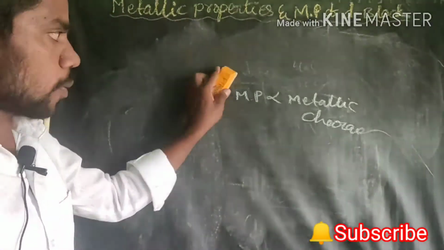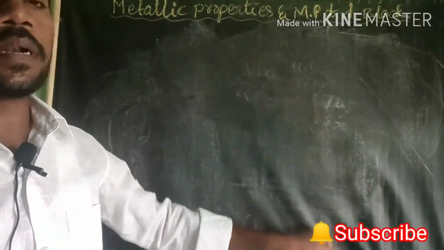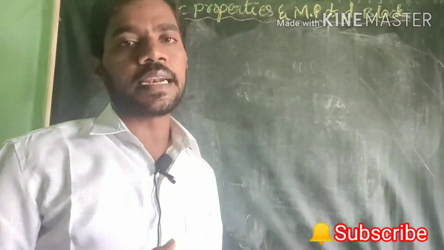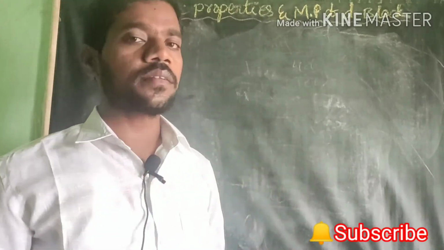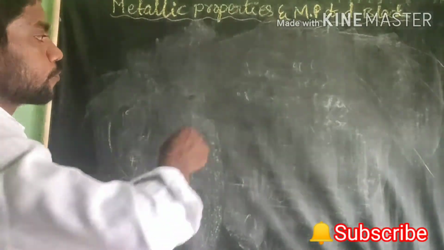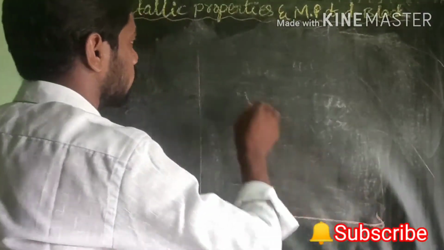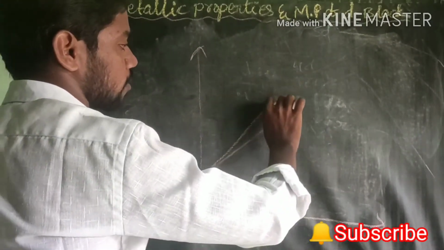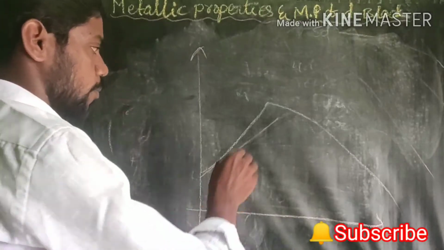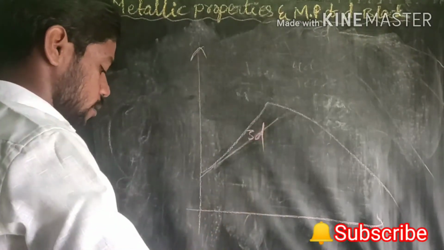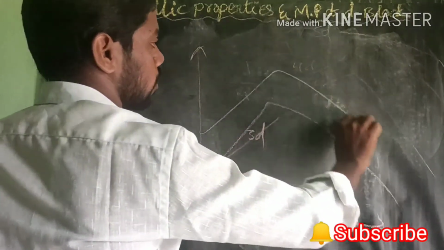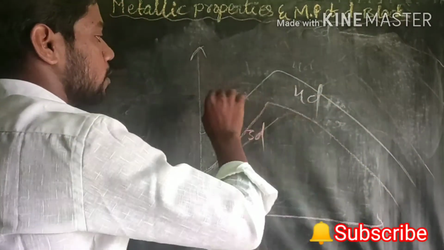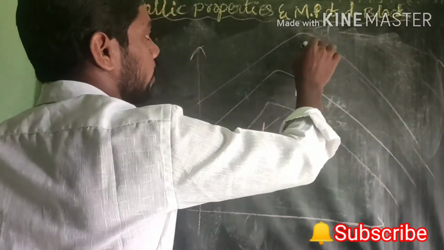Therefore it is the same property: where the melting point increases, the metallic character increases, and where it decreases, that decreases. In your textbook they have given this graph also. First it increases like this. For example, this is the 3D series. Next they have given one more for the 4D series, and next one more for the 5D series.